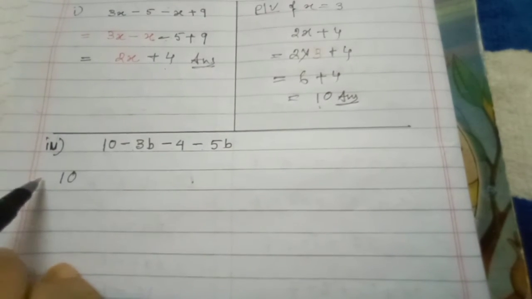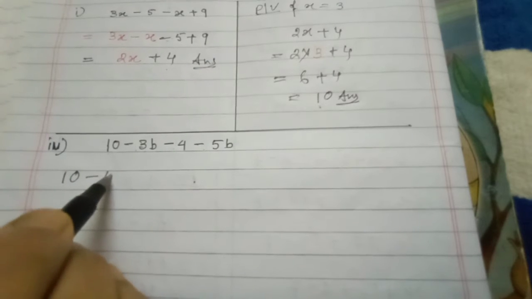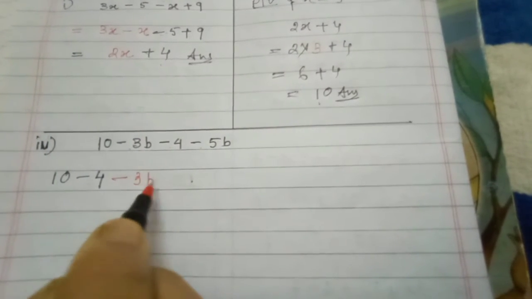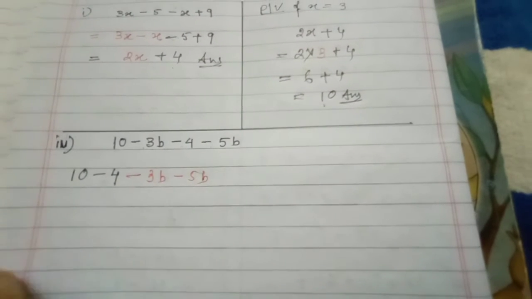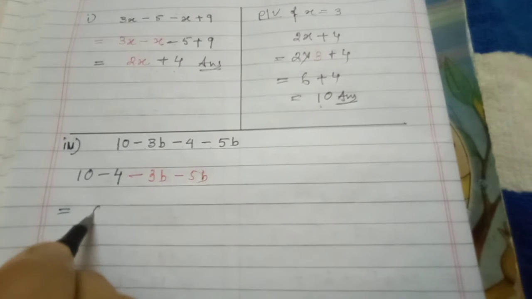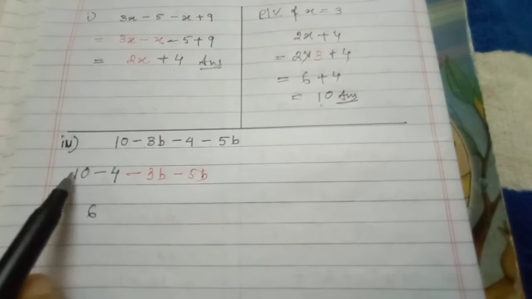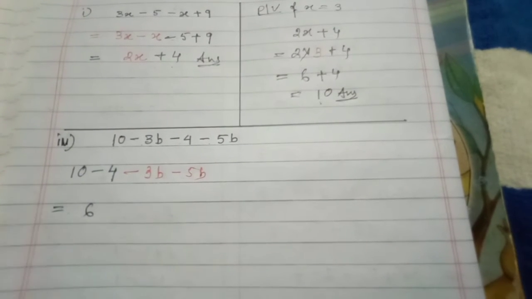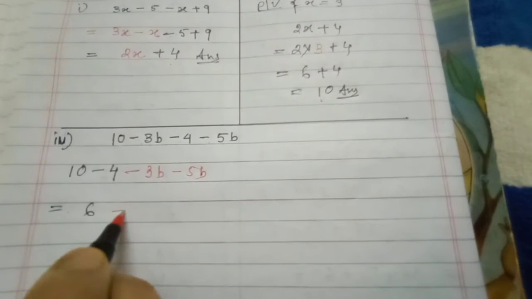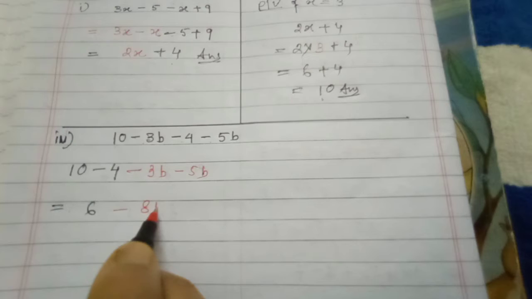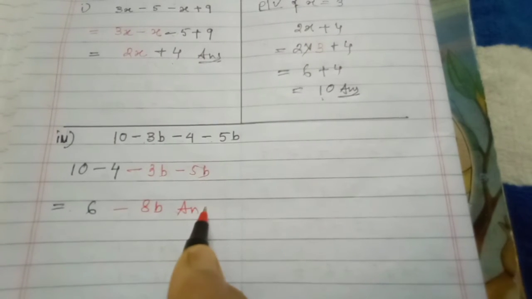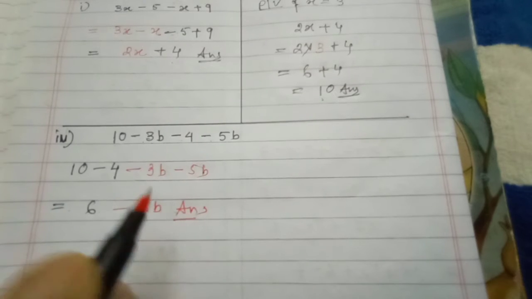10 minus 4 minus 3b minus 5b. Now 10 minus 4, you know it is 6, because you need to do subtraction and the larger number's sign will come. Then minus 3b and minus 5b, same sign, you have to add them and the sign will come in front. This is your answer, 6 minus 8b.